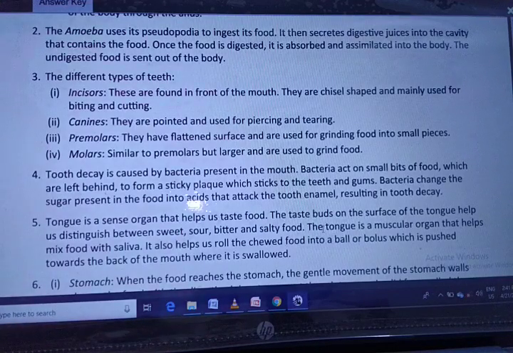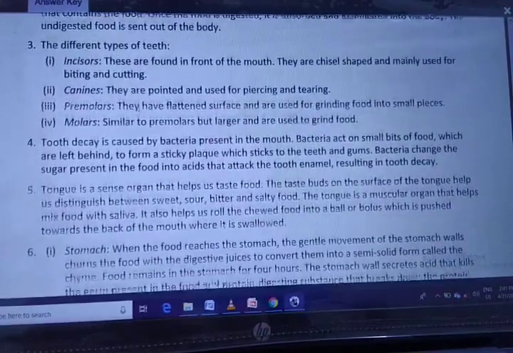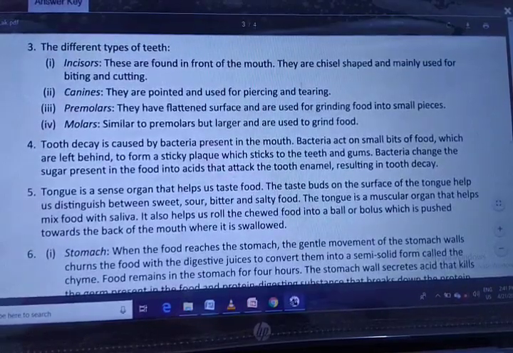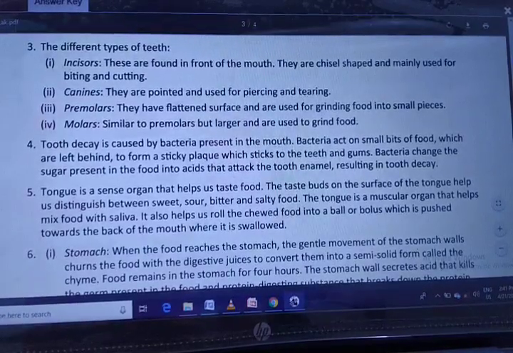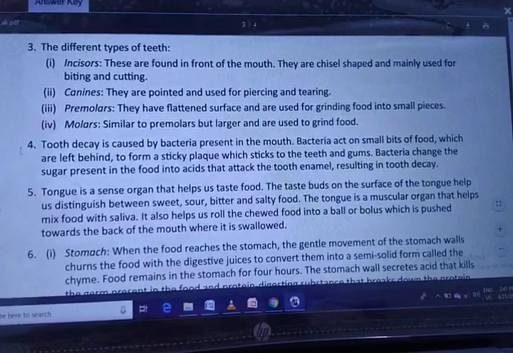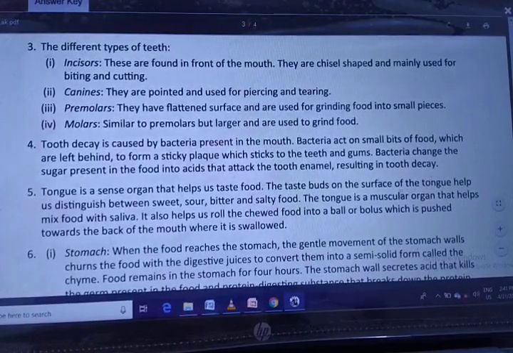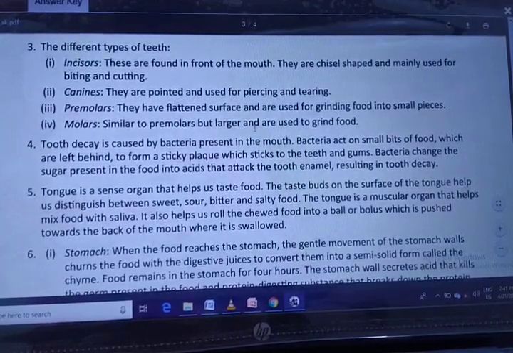Third question, briefly describe the structure and functions of the different kinds of teeth in humans. The different types of teeth you can see here: incisors, canines, premolars and molars. Incisors are found in the front of the mouth. They are chisel shaped and mainly used for biting and cutting. Canines are pointed and used for piercing and tearing. Premolars have a flattened surface and are used for grinding food into small pieces. Molars are similar to premolars but larger and are used to grind food.